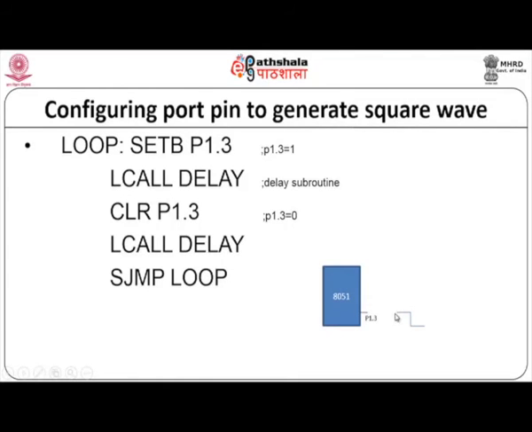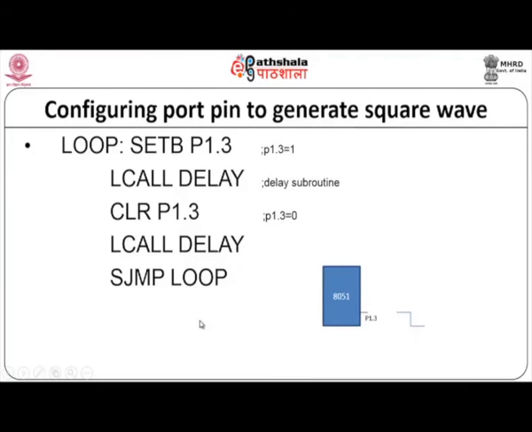Now, after that particular delay, maybe the delay occurred up to this particular time. So, after that, CLR P1.3. CLR is telling you that P1.3 is set to 0. So, this has been put to 0. Now, it comes to 0. Again I am calling the same delay subroutine.